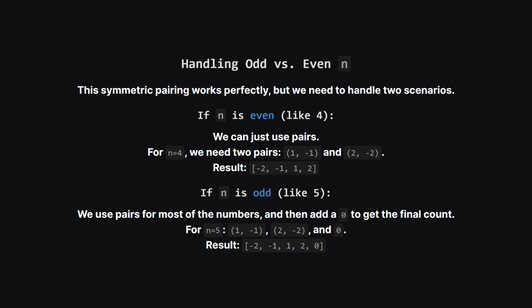If n is an even number, we can satisfy the requirement using only these positive and negative pairs. For example, for n equals 4, we can use 2 pairs, but if n is an odd number, we'll have 1 number left over after making all the pairs. That's our spot for 0. It neatly solves the problem.